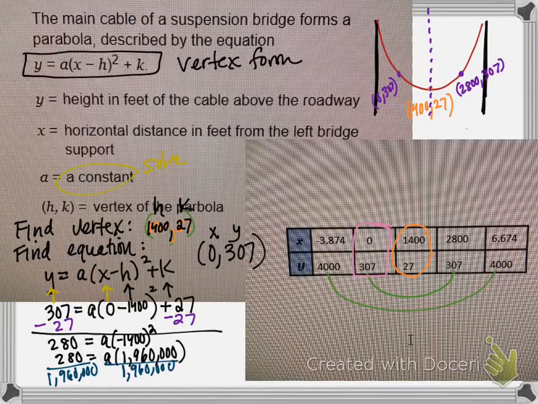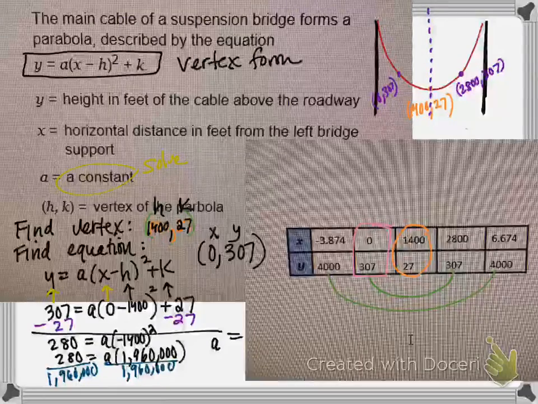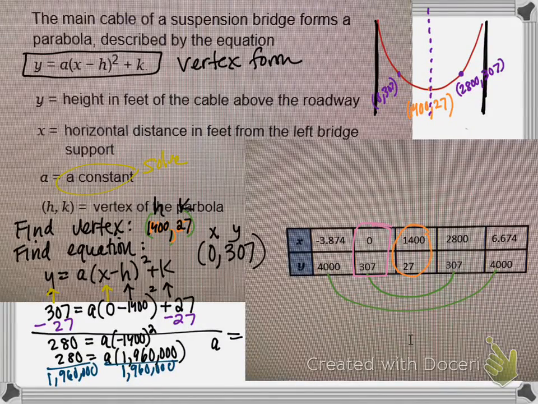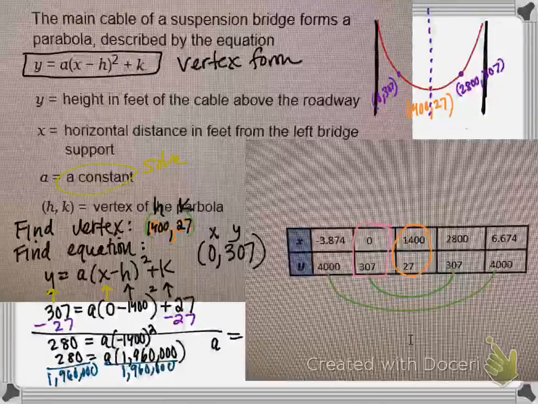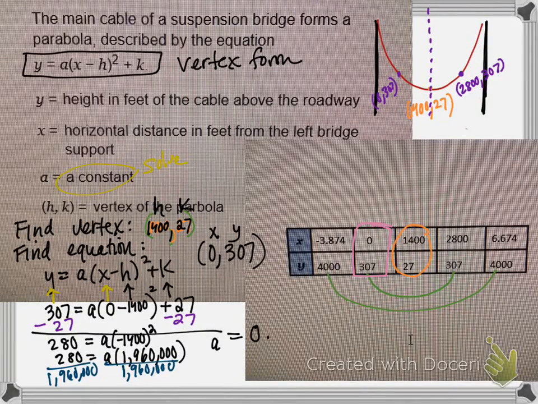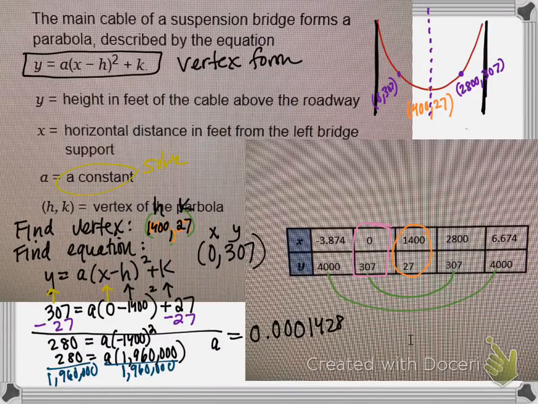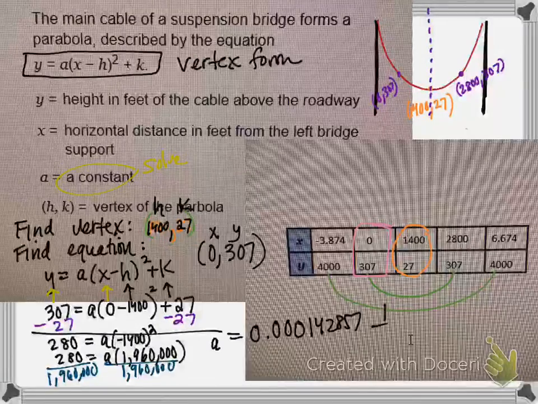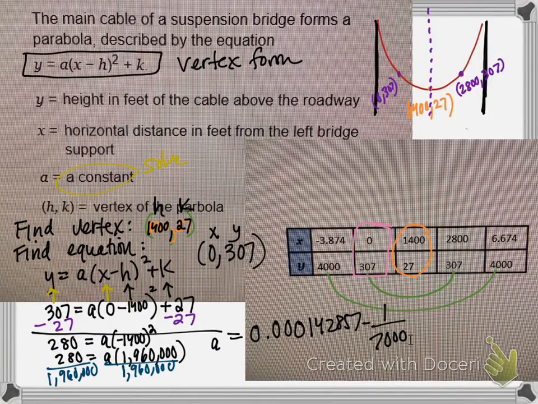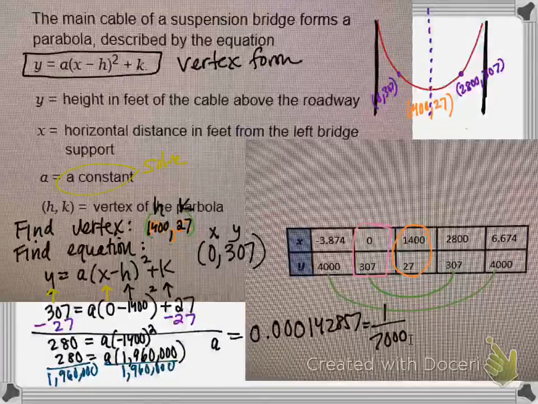Okay, so the last step is to divide both sides by that number. And you're going to get a really small decimal. Okay, so if I type in 280 divided by 1,960,000, I get 0.00142857. But if you convert that to a fraction using the converter on a calculator, you actually get 1 over 7,000.